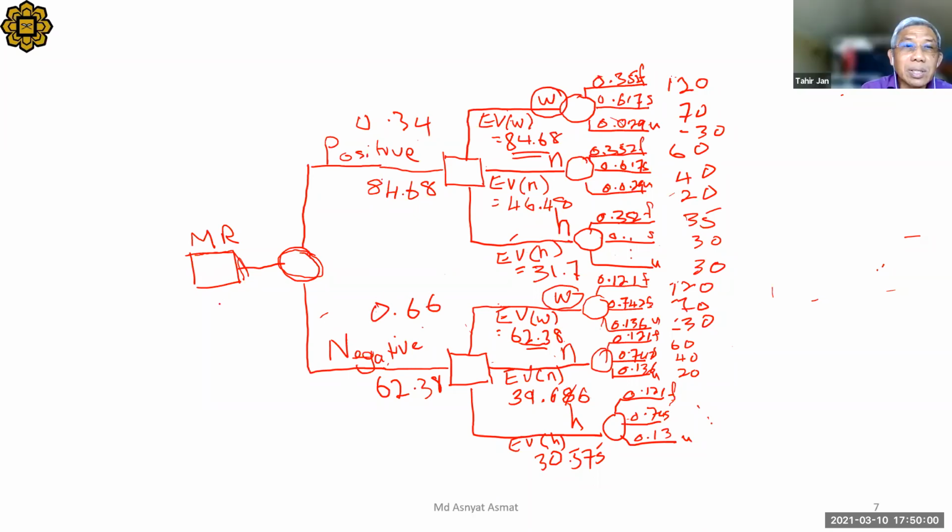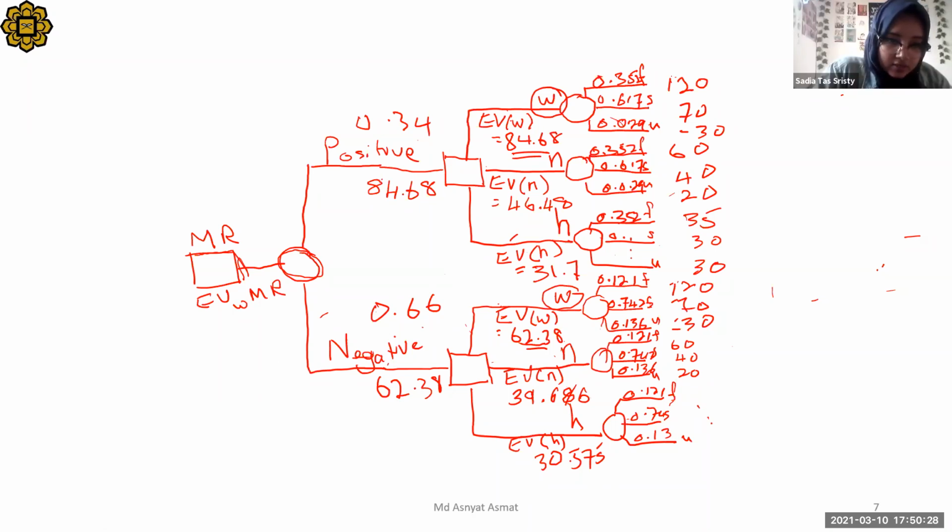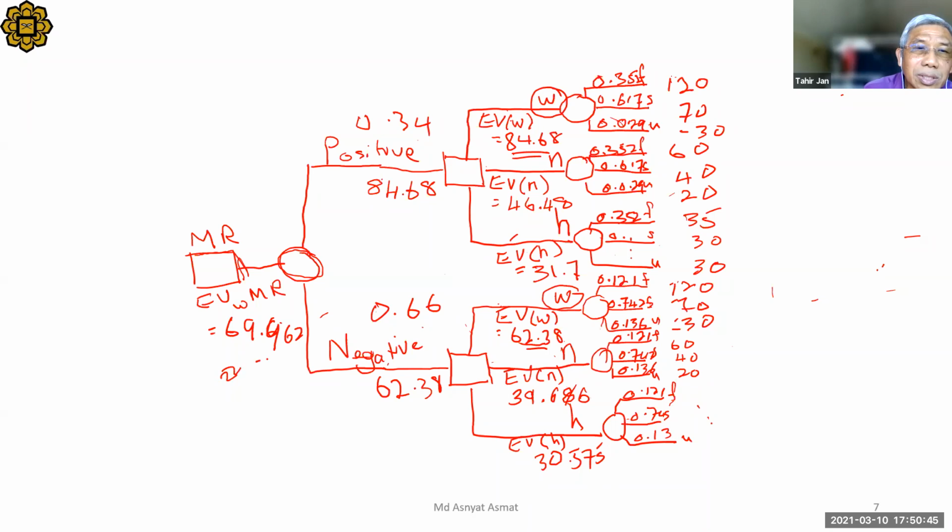Here should be 0.66. So let's find the expected value of market research. How to calculate? The same way, 0.34 times 84.68 plus 0.66 times 62.38. That gives 69.962. Can I round it off to 70? Yeah. Okay, let's do it this way.